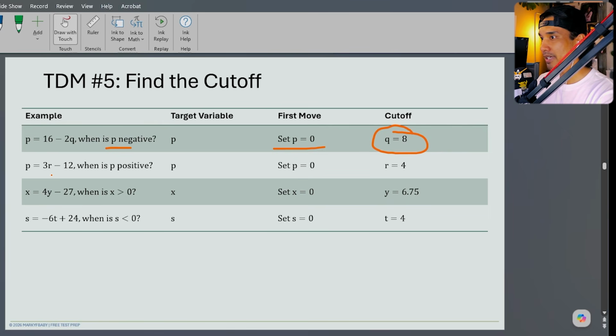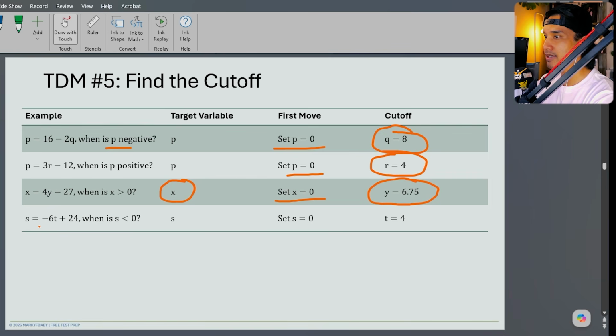P is equal to 3r minus 12. When is P positive? The target variable is P. I set P to 0, and after plugging in P as 0, I get R equal to 4, my cutoff. X is equal to 4y minus 27. When is X greater than 0? My target variable is X. I set X to 0 and find the cutoff. Y is equal to 6.75.